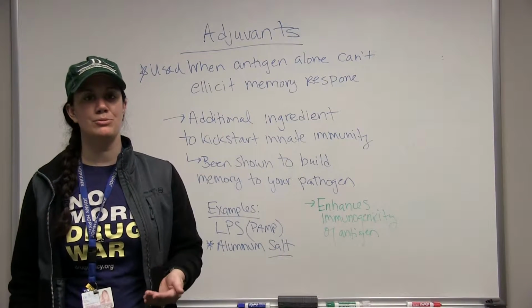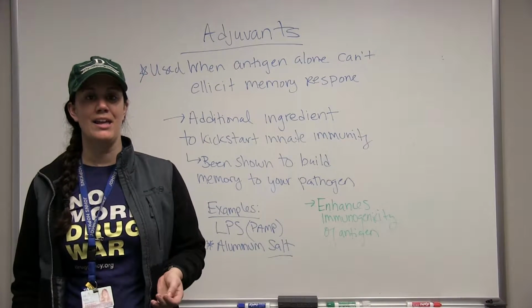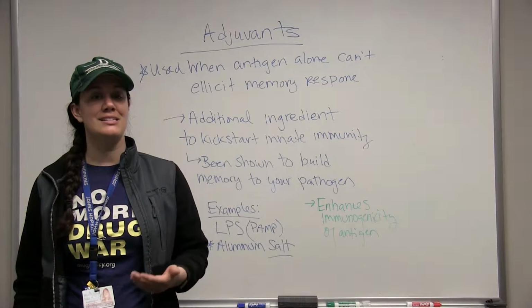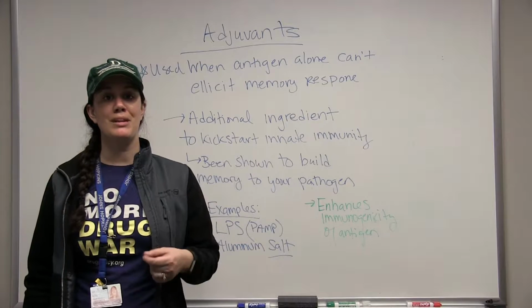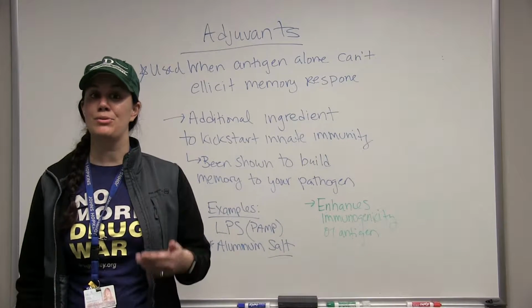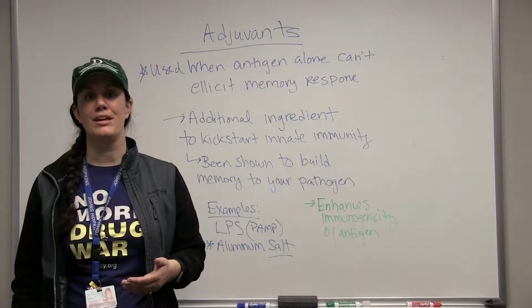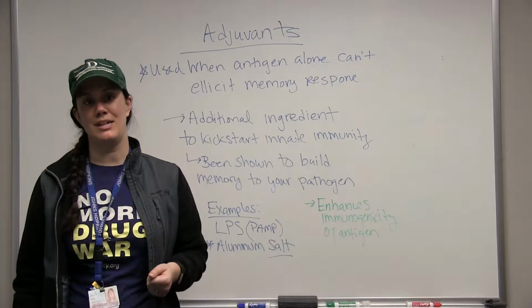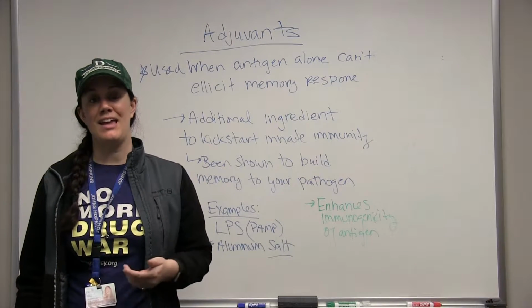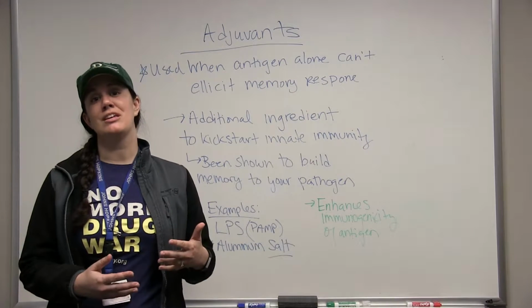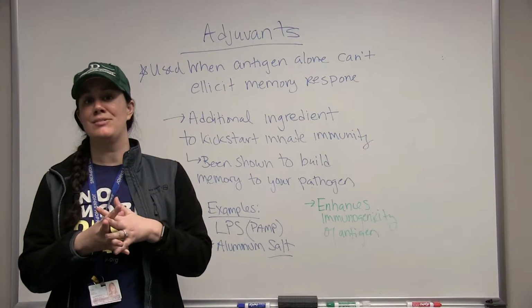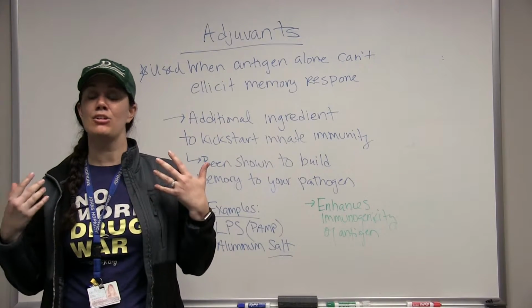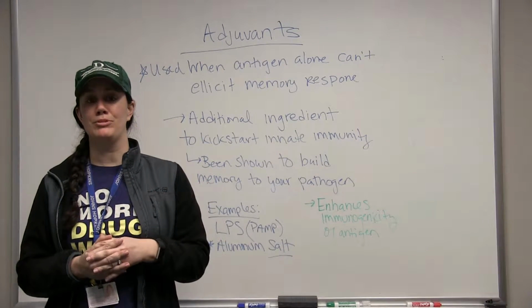And for some reason, which we don't exactly know why, this tetanus toxoid is not great at eliciting a memory response. So that's why we need to add in another ingredient to really boost that long-term memory. And this is where the adjuvant comes in. So when we add in the adjuvant, it kickstarts the innate immunity so that when we have the antigen plus the adjuvant together, we have a longer-lasting memory response.